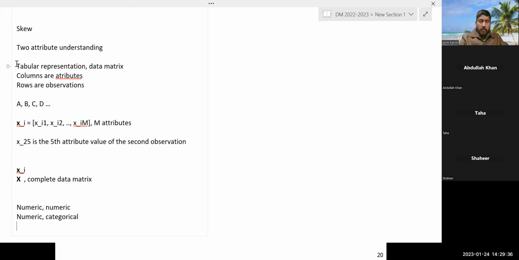Generally when we represent it as a data matrix, the rows and columns are fixed. So the first column, for example, represents a particular attribute, let's say age. The second column represents, let's say, weight. The third column, this would remain fixed throughout the analysis.